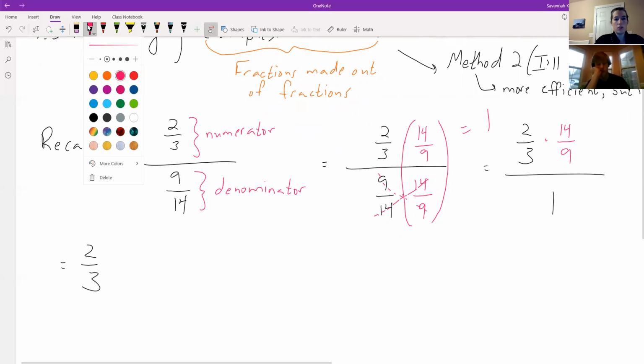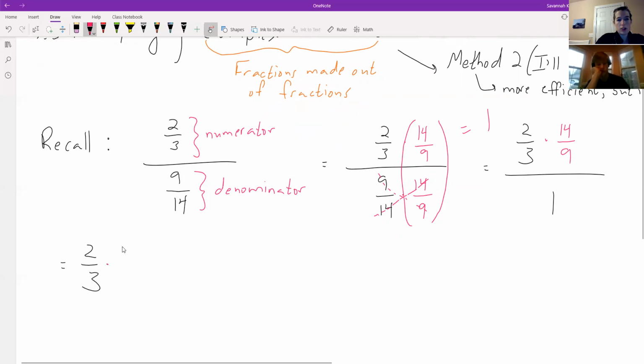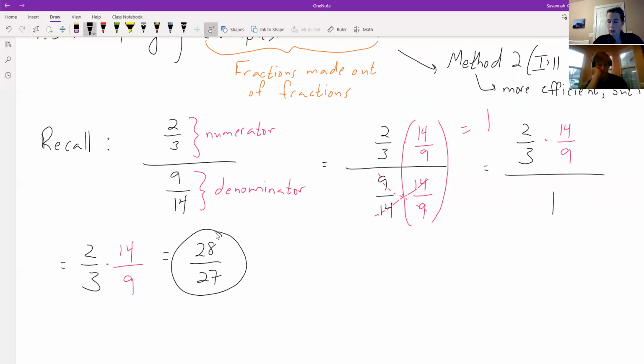As we get farther into this, we probably won't ever write that 1. You can just go to this point. And this fraction, if I look at it just for a second, I don't see anything that I can cancel. The 2 will not simplify into the 3 or the 9. The 14 won't simplify with the 3 or the 9. So I just multiply straight across and I get 28/27, and that's where I leave it.